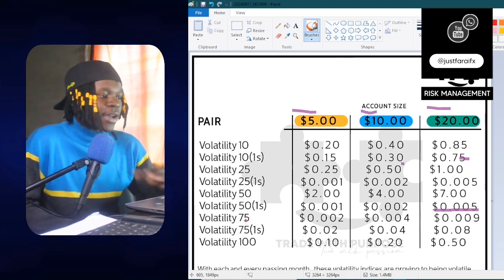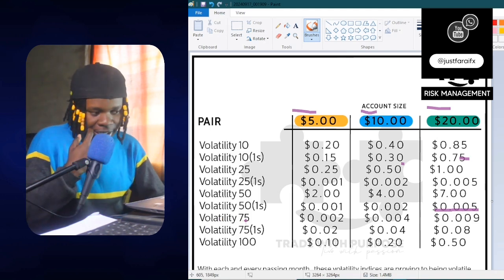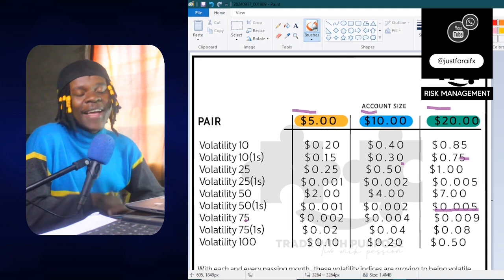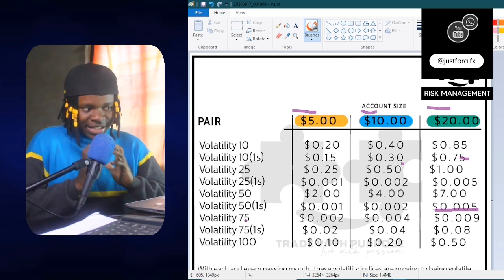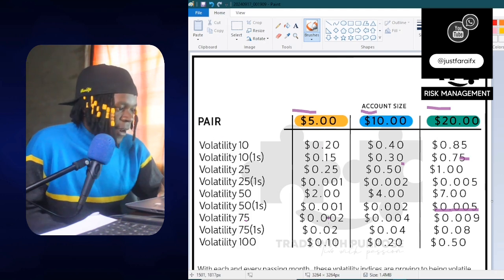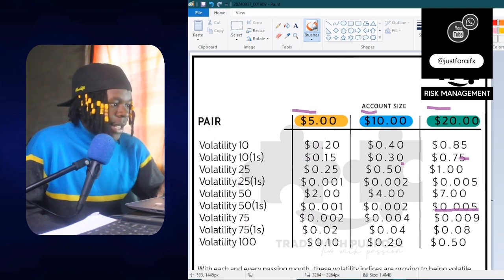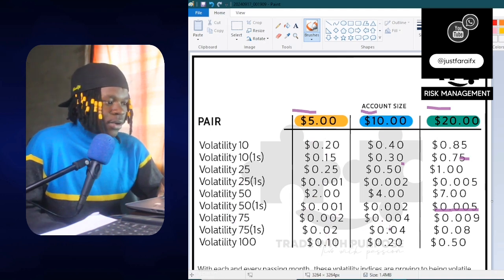Then on V75, this V75 used to be very volatile back then, and nowadays it's not as volatile as it used to be, but it's still one of those things that can turn your account into 0.000. The minimum here is 0.001. So on a $5 account I use 2 times 0.001, which is 0.002. Then on a $10 account I use 0.004. Then on a $20 account I use 0.009.